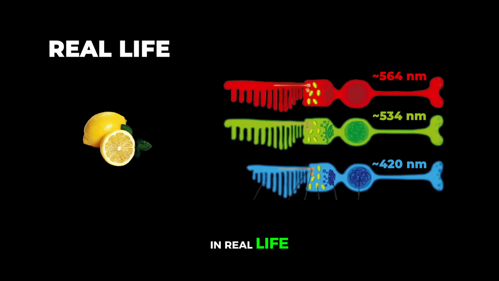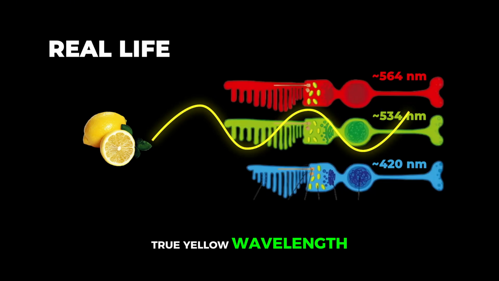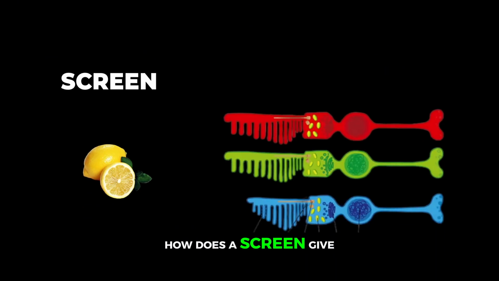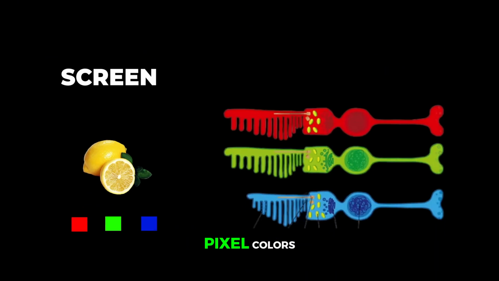All right, stop philosophizing, Raid, and tell us, why can I see yellow on a screen, even though there are no yellow pixels, giving me a yellow wavelength? In real life, yellow objects actually emit a true yellow wavelength, so it's not fake. But how does a screen give us yellow when it only has 3 pixel colors? And mixing them physically can't make real yellow light.